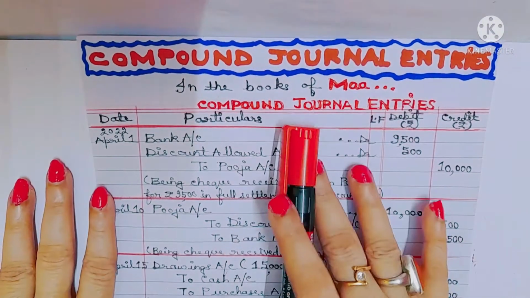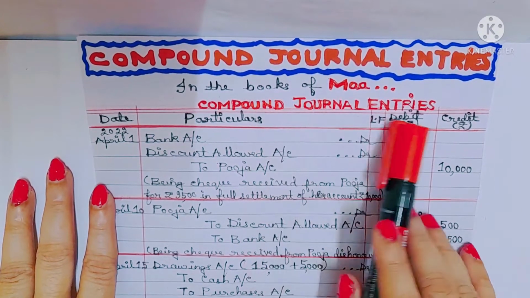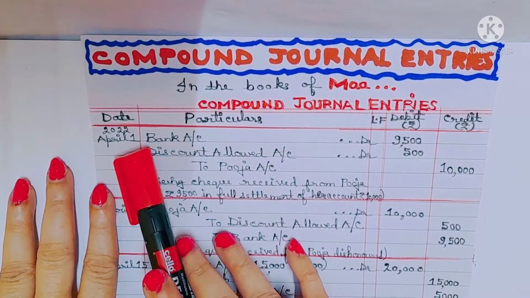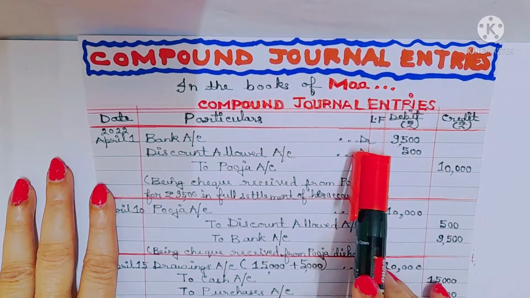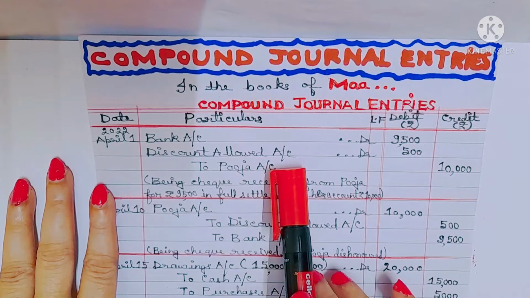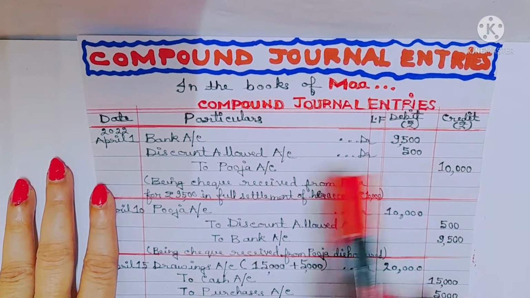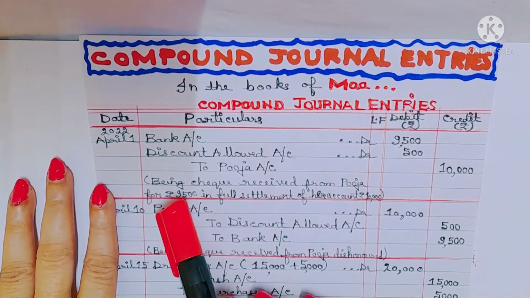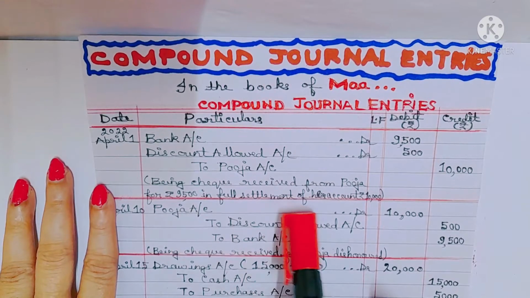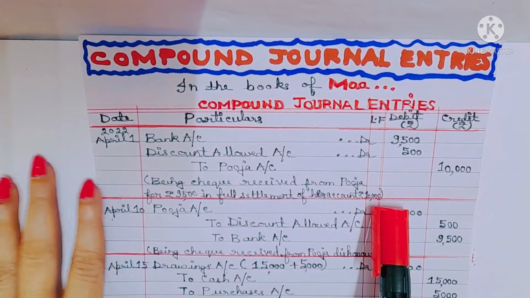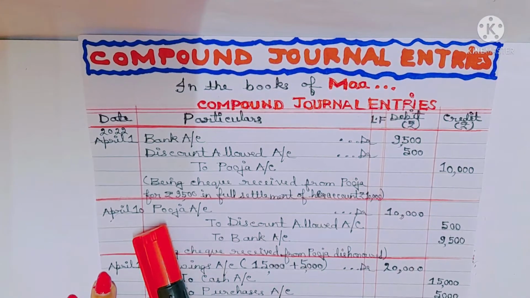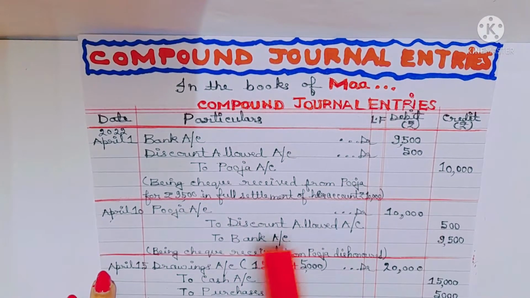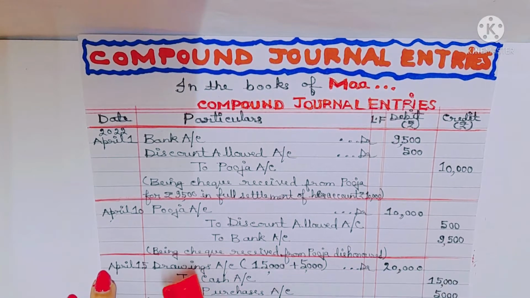See here, in the books of Ma, compound journal entries. On 1st April 2022, bank account debit 9,500, discount allowed account debit 500 to Pooja account 10,000. Being check received from Pooja for rupees 9,500 in full settlement of her account rupees 10,000. The second journal entry on 10th April, Pooja account debit 10,000 to discount allowed account 500 to bank account 9,500. Being check received from Pooja dishonored.